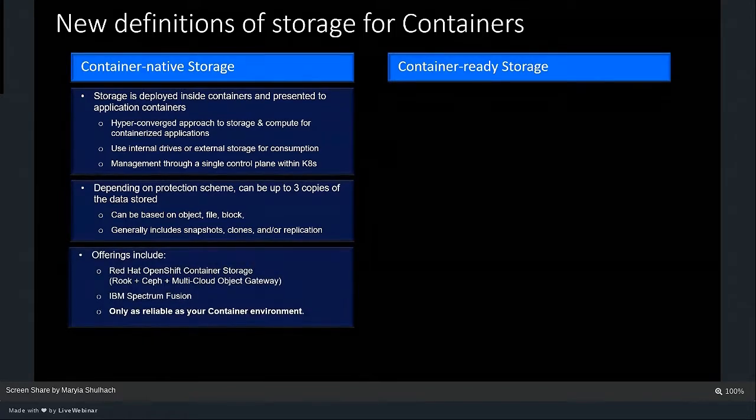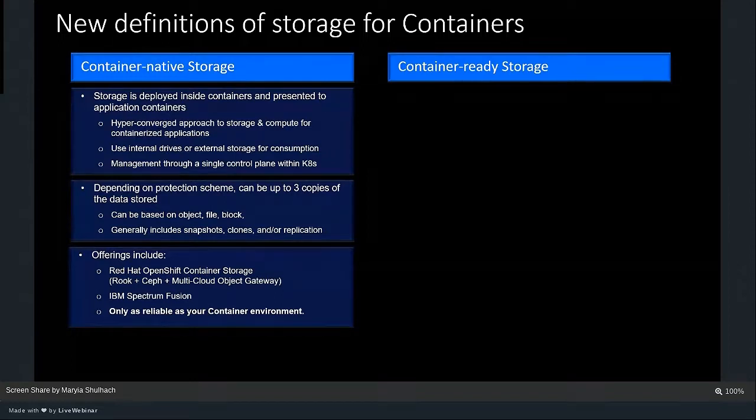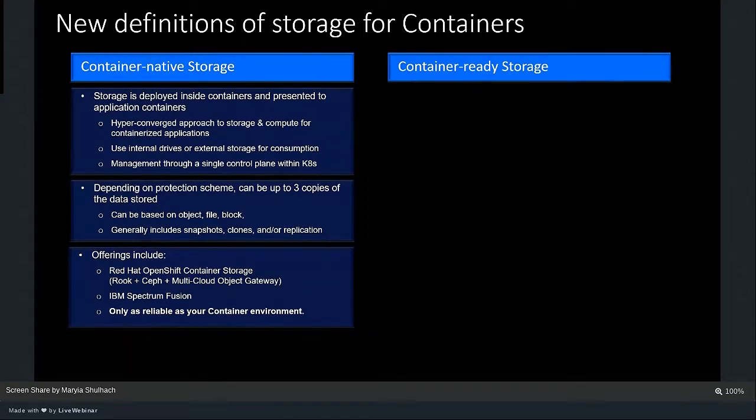However, there are some ups and downs of such a solution, just like with every solution. It is only as reliable as your container environment. And what I mean by that is, if you don't have good management of your container environment, let's say in OpenShift or Kubernetes, your environment in a container native solution will also not be very reliable, because the whole thing is containers. So you also need to invest in the skills of your developers, who usually don't have a lot of experience with provisioning storage specifically for their applications. So that is another thing to consider.